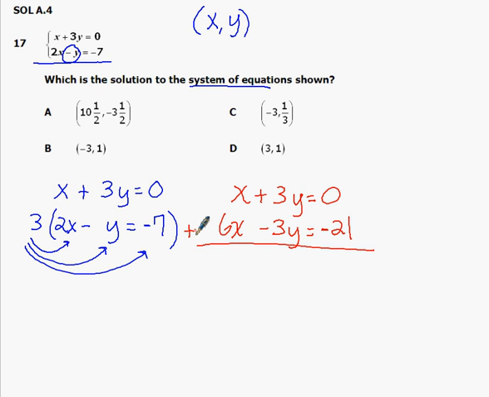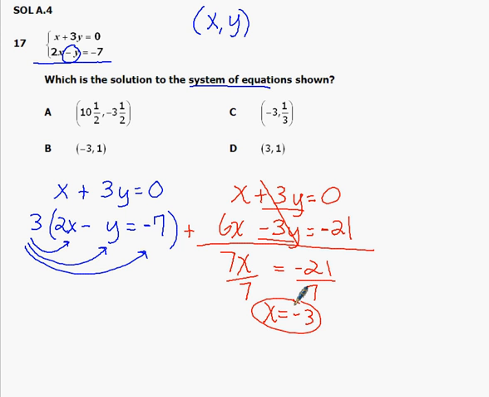When we add a 1x and a 6x, we have a 7x. The positive 3y and the negative 3y cancel out, which is what we wanted to happen. And our new equation is 7x equals negative 21. Now we have one equation and one variable, which allows us to solve for x easily by dividing both sides by 7. We get that x is a value of negative 3.